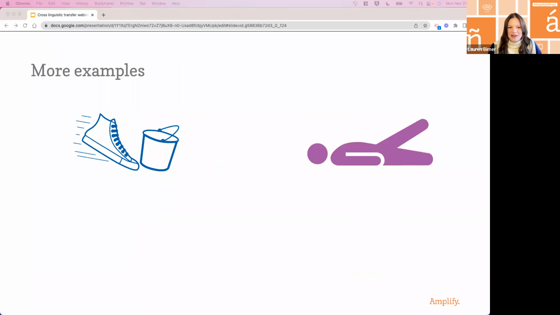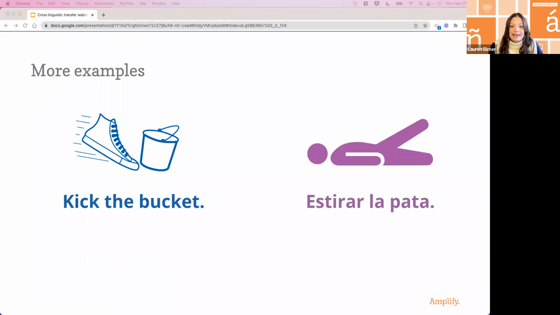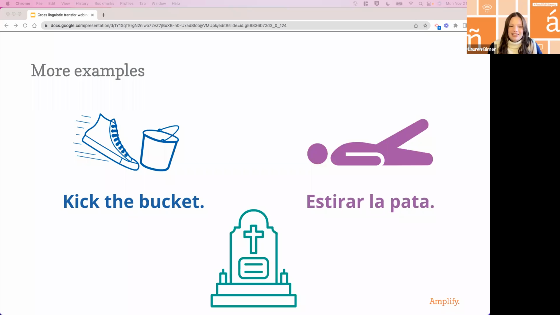So we have a couple of additional examples of idioms that don't have the same literal translation, like kick the bucket in English and estirar la pata in Spanish, which means to stretch the leg. But both of these are actually dysphemisms, meaning to die. So having idioms like this, again, side by side, can help students to make this connection, right? It still means the same thing. However, it is not directly translated, and it helps our learners develop new vocabulary in both languages.